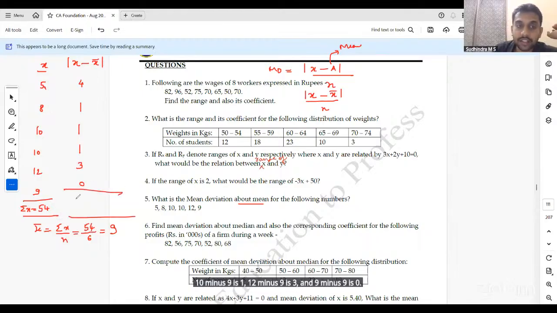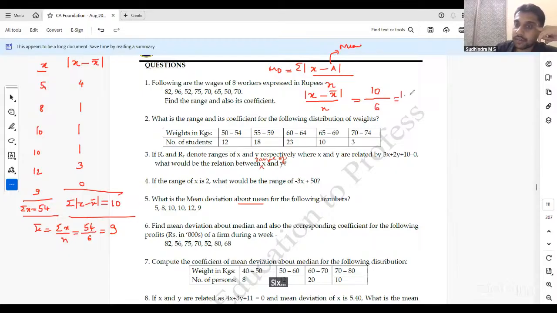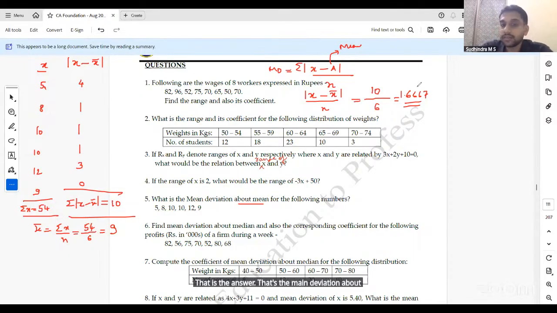Once I add this summation modulus of x minus x bar, how much do I get? 10. So mean deviation is summation modulus of x minus x bar, which is 10, divided by n, which is 6. So 10 by 6 is 1.667. That is the answer, the mean deviation about mean. Are we clear? Yes.